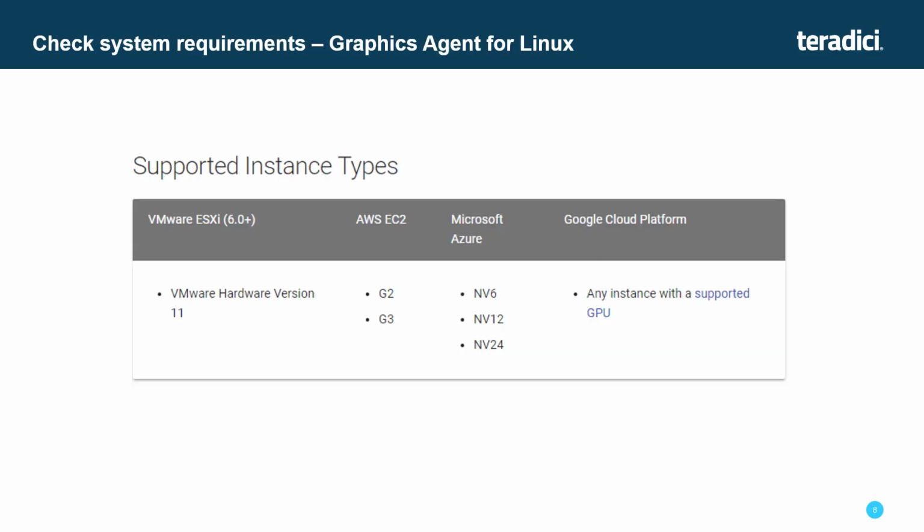Here are the detailed requirements for the graphics agent on Linux. For the private data center, we support ESXi 6.0 with hardware version 11 or newer. On the three public clouds, we support AWS G2 and G3 instances, Azure NV-series instances, as well as GCP instances with a supported virtual workstation GPU, which generally end with -VWS after the GPU name.